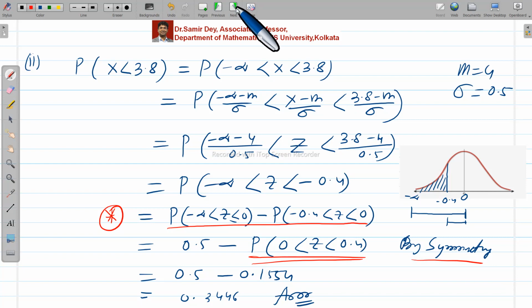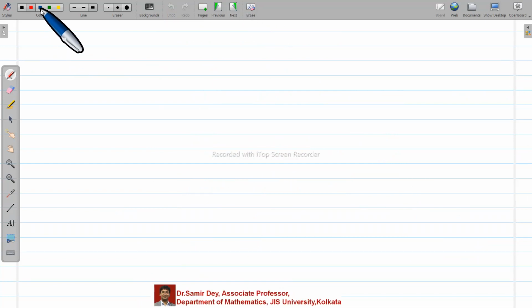Now come to the third one. What is your third question? Your third question is: find probability X greater than 4 point how much?